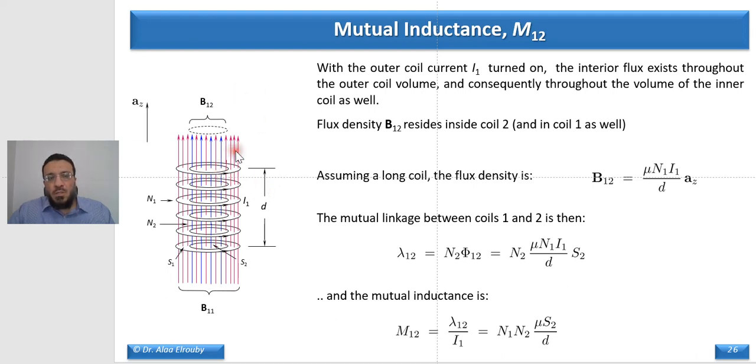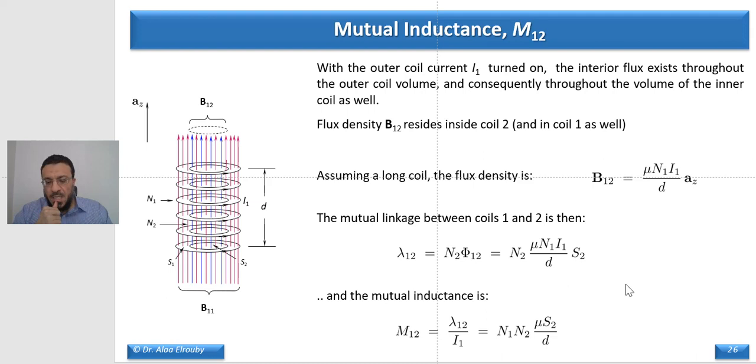So the linkage, sorry, the cursor was not here. The linkage is just happening on the area S2, but the lines outside area S2 are not linked to anyone. That's why we are using S2, even though B1 exists on a larger cross section, it is just linking on the smaller area of S2. So M12, the mutual inductance 1,2, has this expression.